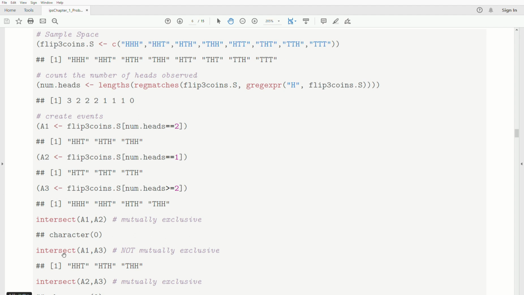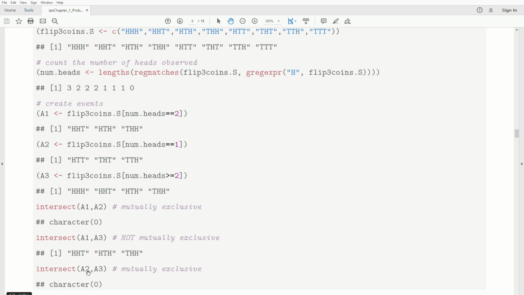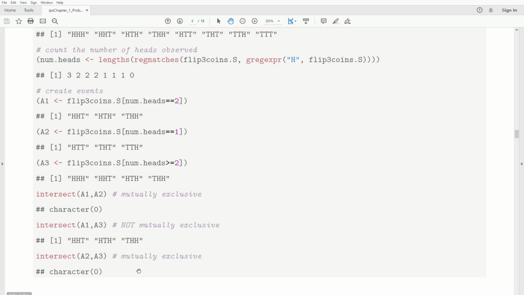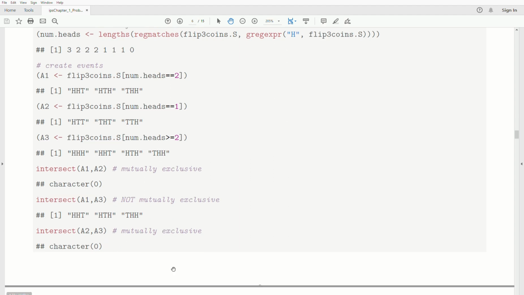So if we look at intersect A1 and A3, it produces these three elements, right? Because that's what they have in common. So that says they're not mutually exclusive. So events A1 and A3 could happen at the same time. A2 intersect A3 is the empty set, so they are mutually exclusive.